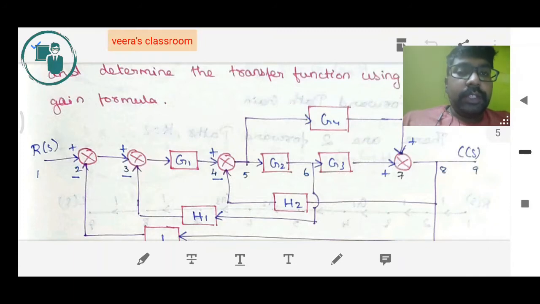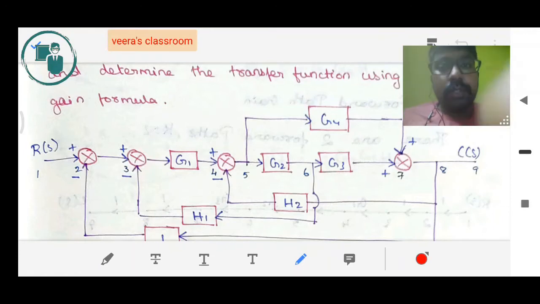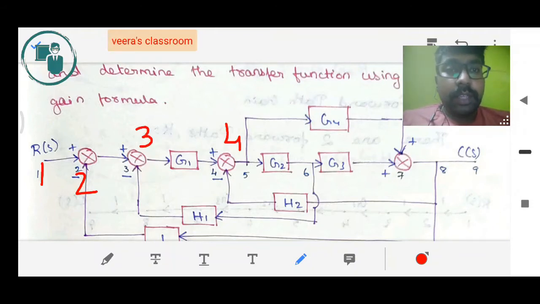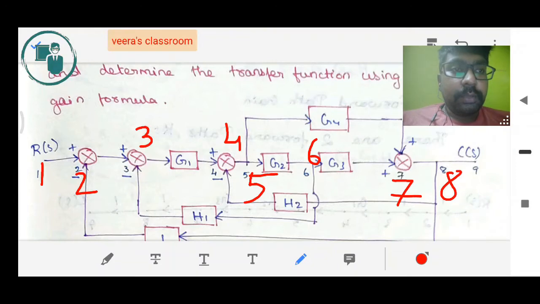So based on that, I have written the nodes: this is node number 1, the summing point is node number 2, this is node number 3, another summing point, this is node number 4. We have a branch point, that is node number 5, and another branch point is node number 6, and the summing point is node number 7, and we have a branch point here, it is node number 8. The last, C of S, is node number 9. So we have 9 nodes here.